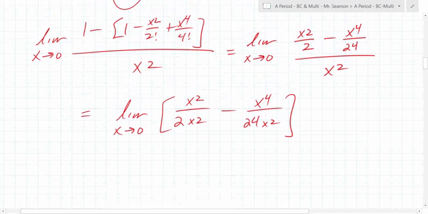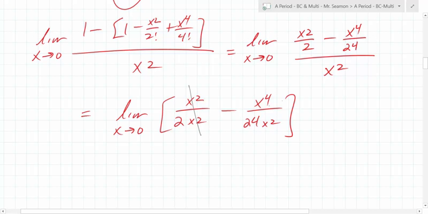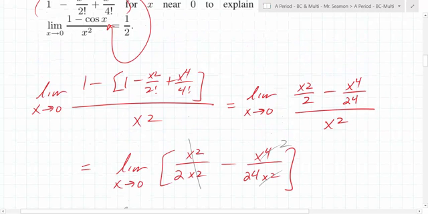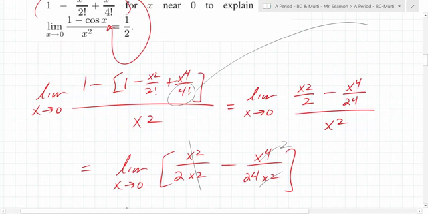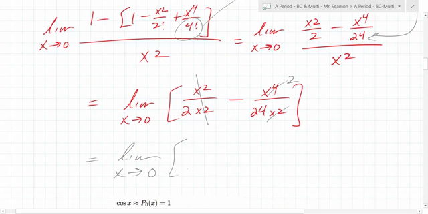Mm-hmm. Nice. So what does this turn into? Well, it turns into 2, and that goes away, and that turns into a squared. Is that correct? Did I multiply something wrong? Why is it 24? 4 factorial is 24. It was 4 factorial over here, so that became the 24. So what does that turn into? 1/2 minus x squared over 24.